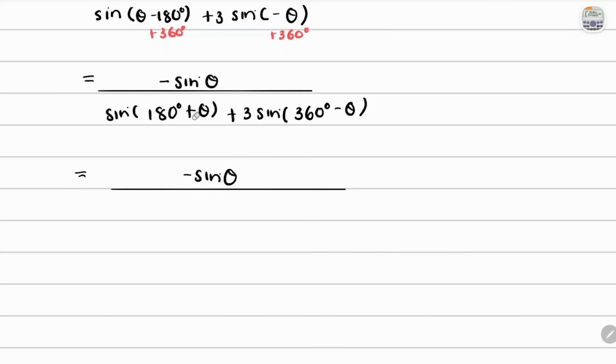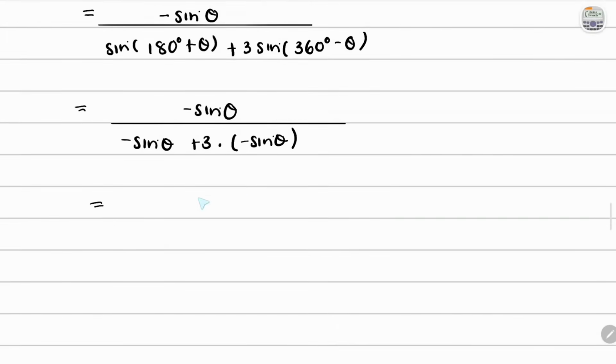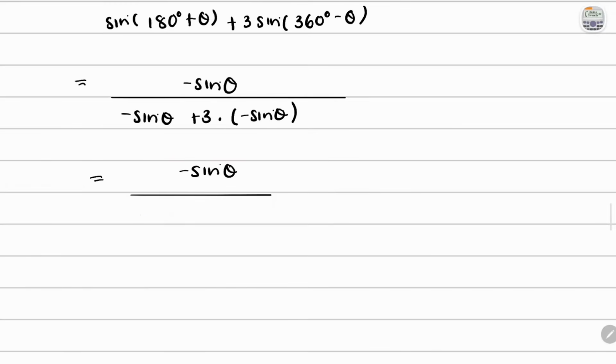is equal to, and this is negative sine theta all over, and this will simplify to, because this is in tan's quadrant, that is 180 degrees plus theta, so it becomes negative sine theta. Then we have plus 3, and it's being multiplied by sine 360 minus theta, which is in cos's quadrant. So sine is negative in this quadrant, so it becomes negative sine theta. So this is equal to negative sine theta all over, and that is just negative sine theta, and these two multiply and become -3 sine theta.